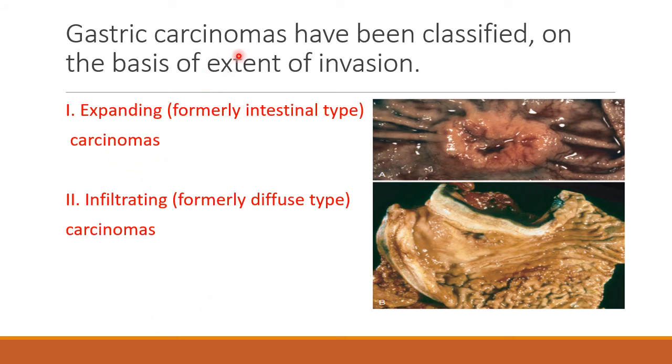The other classification is based on the extent of the invasion. That is expanding carcinoma, formally known as the intestinal type. This intestinal carcinoma forms a bulky mass in the lumen of the stomach. The second type is the infiltrating carcinoma, formally known as the diffuse type. It infiltrates diffusely in the wall of the stomach, so that it forms a thickened wall. So it is known as the infiltrating or diffuse type carcinoma. This classification is based on the extent of the invasion.